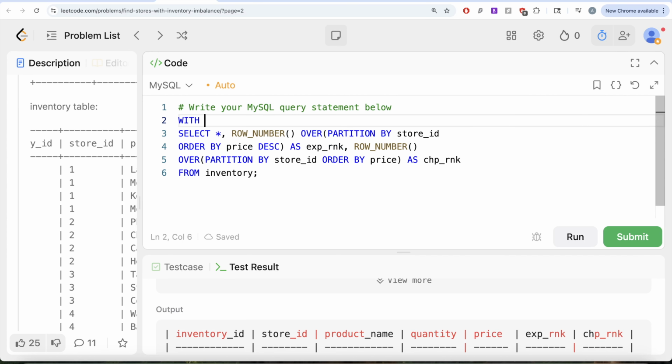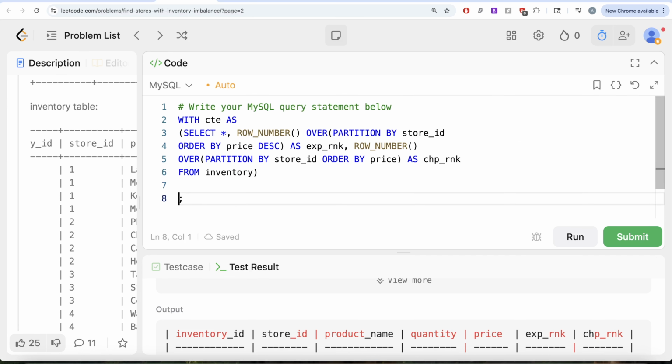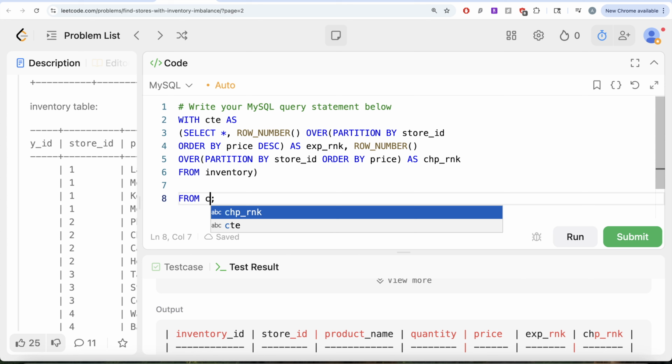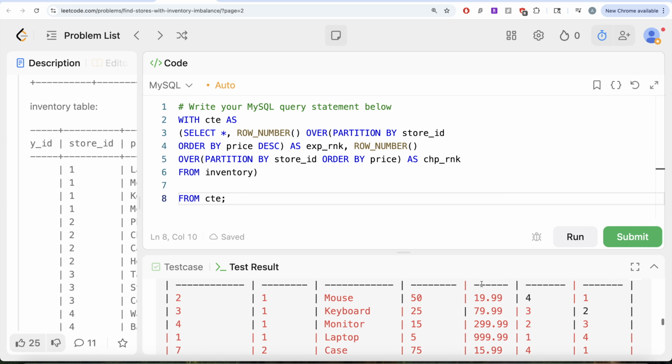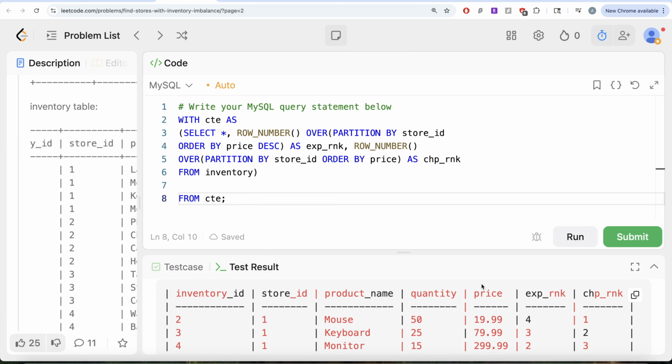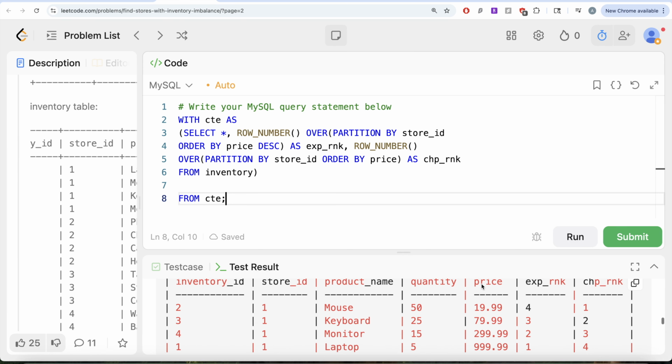So WITH CTE AS, this entire thing goes into parentheses, and then from this common table expression, for every store ID we need to find out what's the most expensive product, the least expensive product, and then what's the quantity, and then calculate the ratio. So from this common table expression we can group by the store ID and try to have one single row for each of these stores.